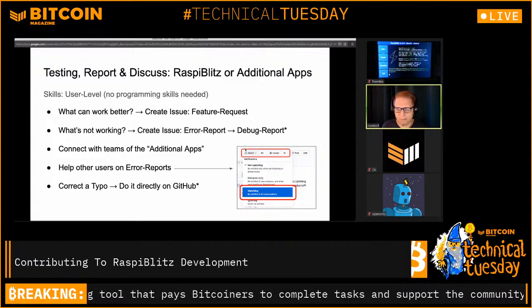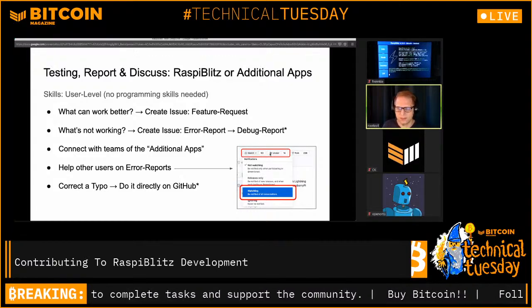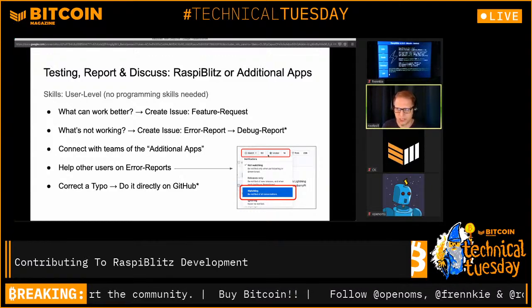So, for example, if you're on the Raspiblitz GitHub, you can watch it. And first of all, you can give it a star. You can like the project. It's always good.